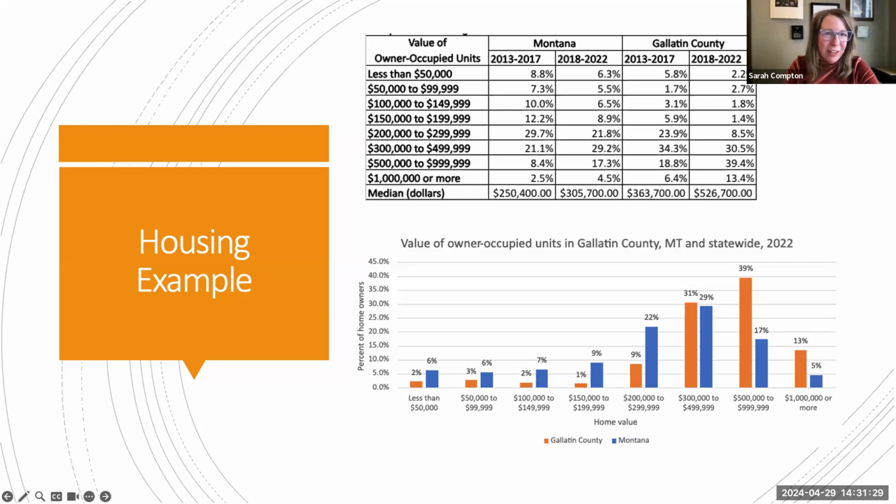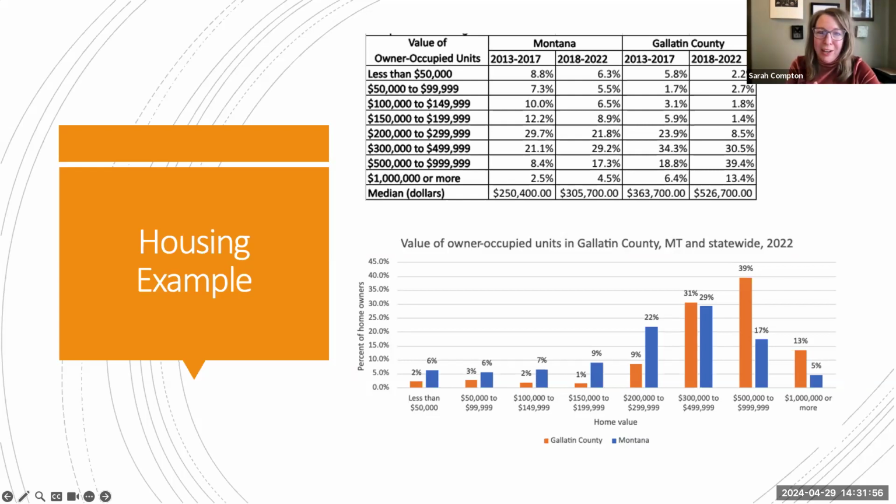I also wanted to provide a quick example of one of the metrics that we looked at and assessed. This is a housing example. The table up top is the raw data that we collected from the American Community Survey through the census. We have two points in time that we're looking at, and not just Gallatin County, but Montana as a whole, so that we have something to compare that information to.